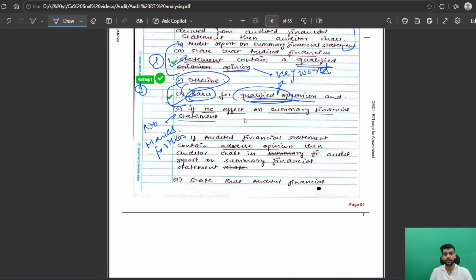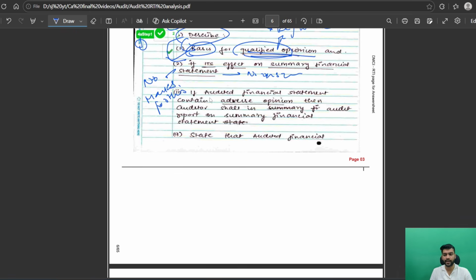Okay. I wrote another point: describe its effect on summary financial statement. But since it was not in the suggested answer, the examiner did not give me any marks. Now coming to the next point, if the question had 2 parts: if the audited financial statement had an adverse opinion, then there were 2 points.